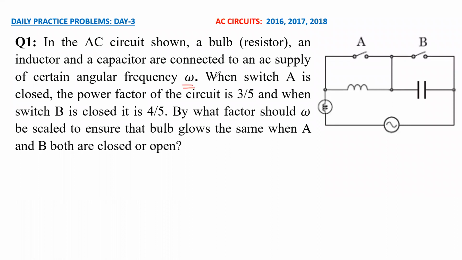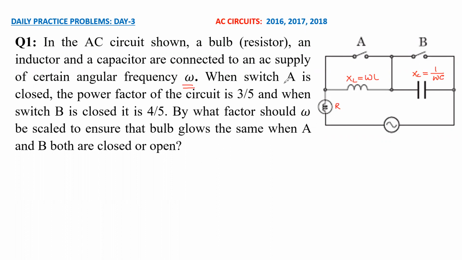So the angular frequency is omega. Here is an inductor for which XL will be equal to omega times L. Here is a capacitor for which the reactance XC will be 1 by omega C. And here is a bulb which is like a resistance R.